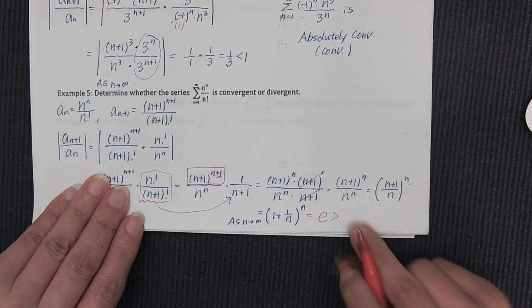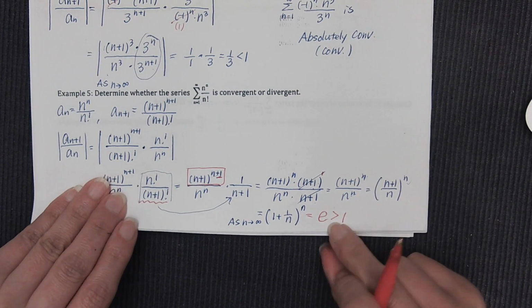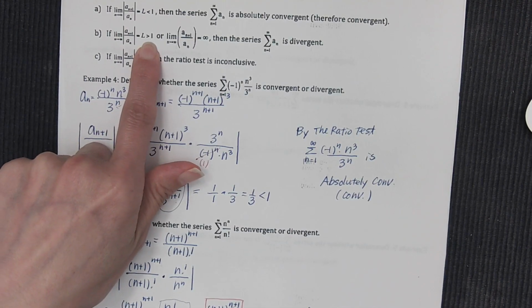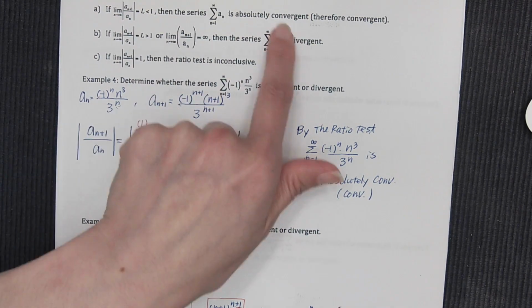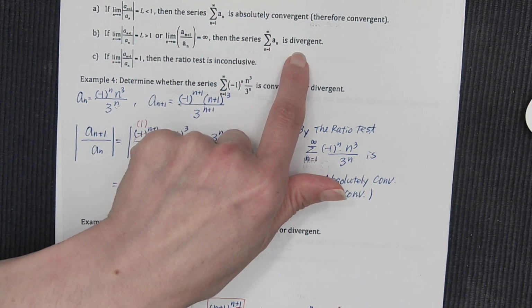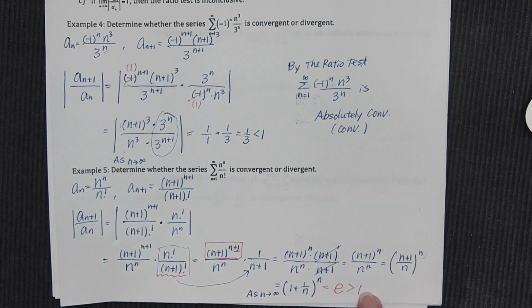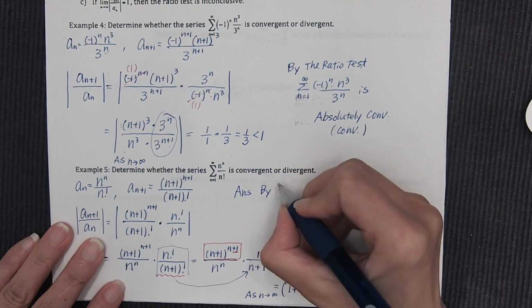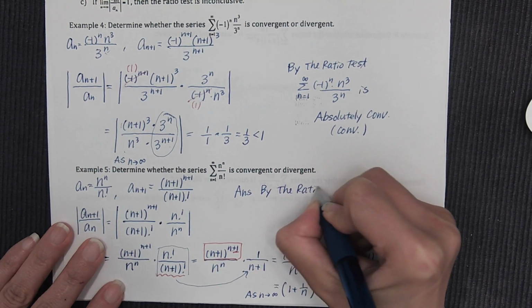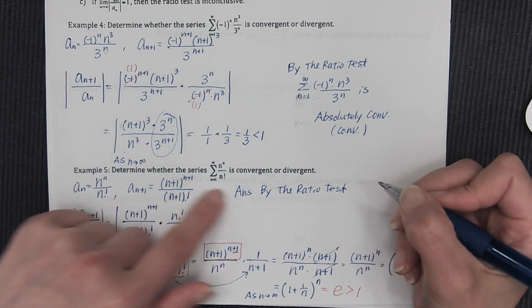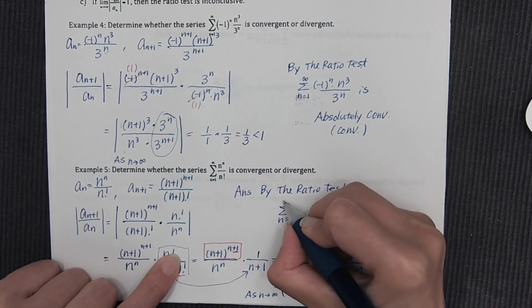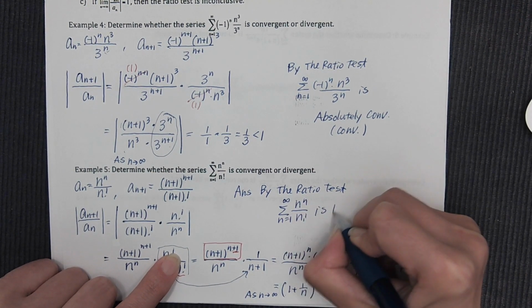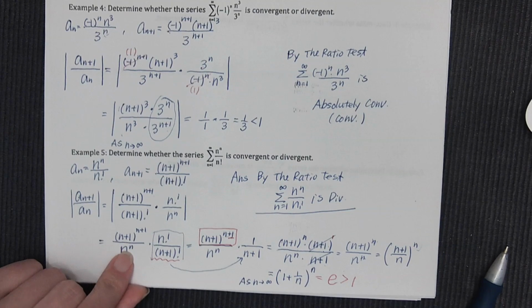e is bigger than what? Bigger than 1, right? Clearly. e is 2.71 something, right? So if the limit is bigger than 1, what does the test say? Divergent. The limit is bigger than 1. Finally, my answer is, by the root test, by the ratio test, the series sum from n equals 1 to infinity of n to the power n over n factorial is divergent. So that's it.